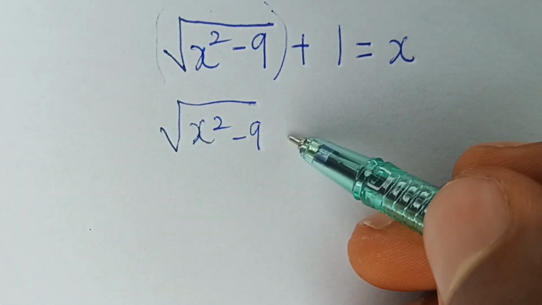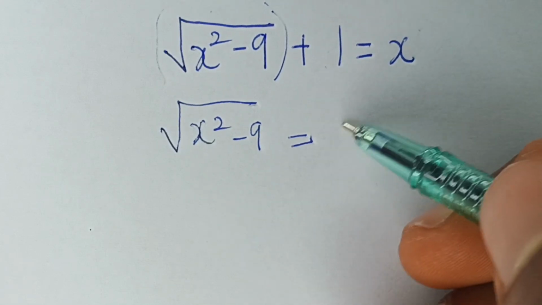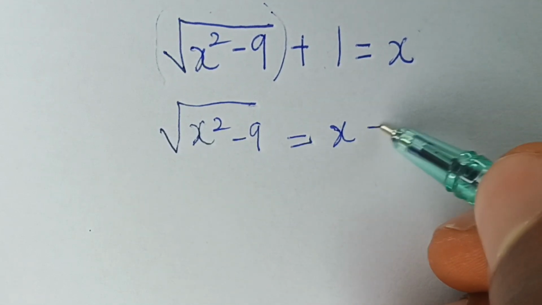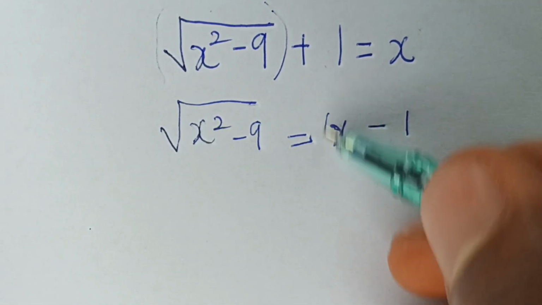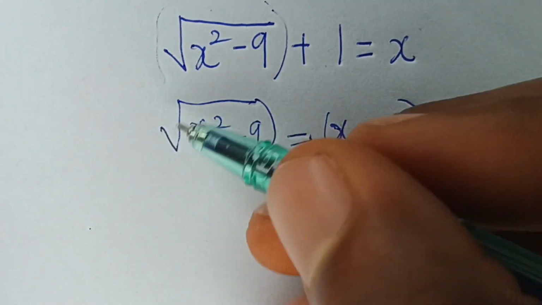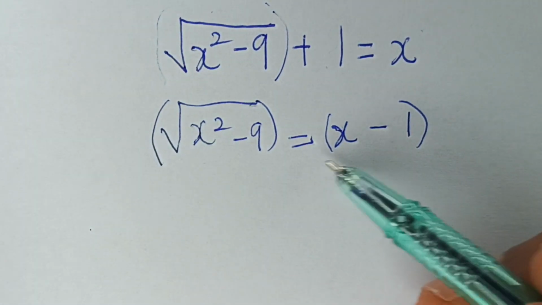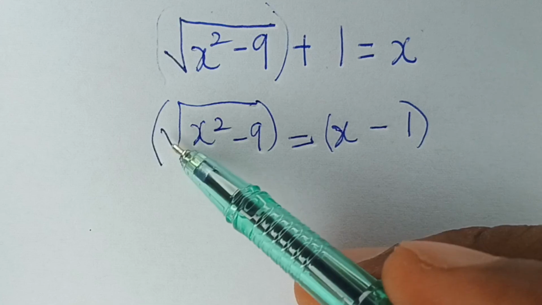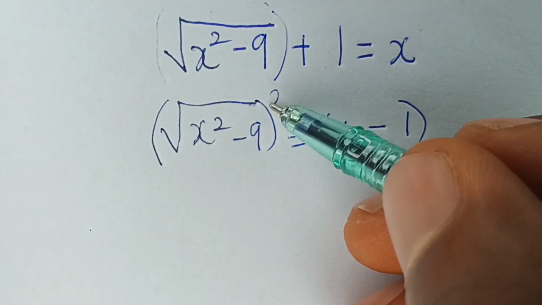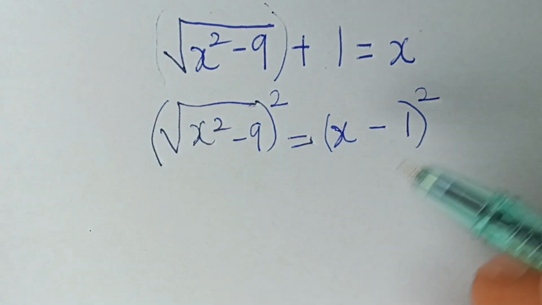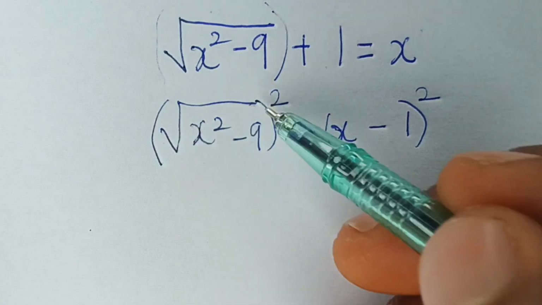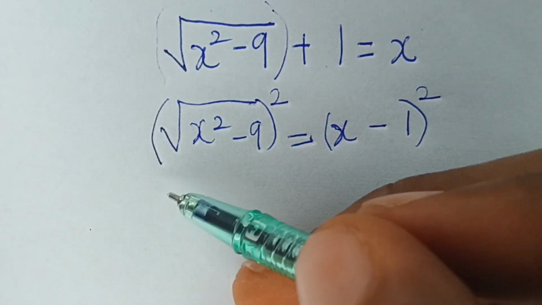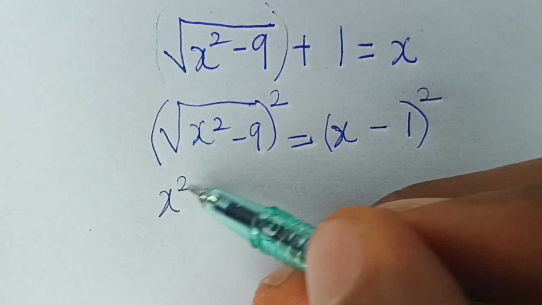Okay, so this means that we'll push this 1 to the other side, which means that 1 becomes what? Minus 1. Okay, so on the left hand side we have this alone, and on the right hand side we have this. Now, in order to eliminate this square root sign, we can try to take the square of both sides. Okay, squaring a square root will eliminate the square root, so that what we have left is x squared minus 9.